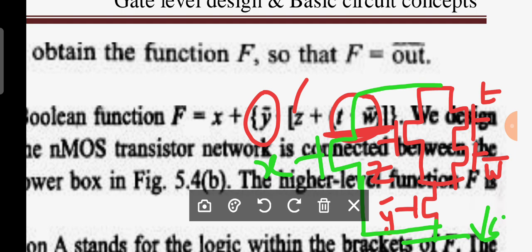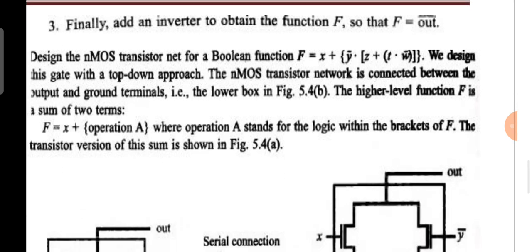Therefore I will use one more color for this. X should be in parallel. This should be X. I hope that is clear. Now this entire thing should be connected to VSS and this should be taken at the output side. Is it understood? In this fashion you have to design. Then I will show the entire circuitry, how it looks. You can observe this entire circuitry.